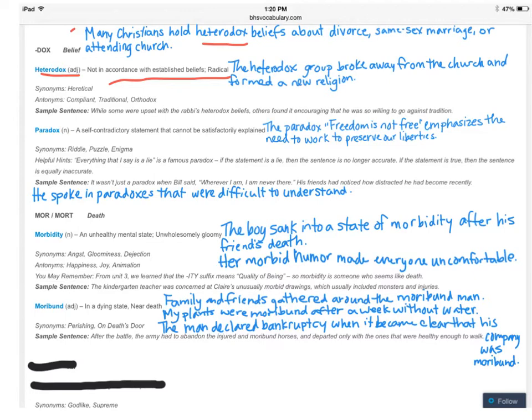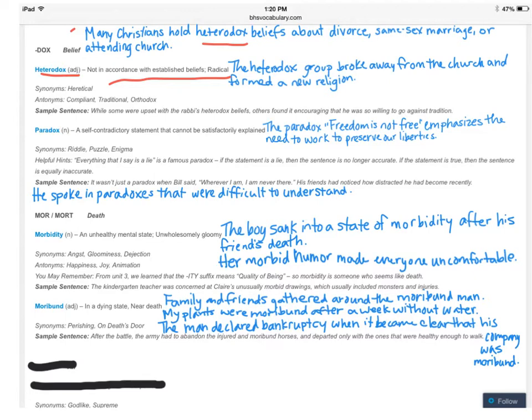The second example is the heterodox group broke away from the church and formed a new religion. So if their beliefs really just didn't go along with their initial religion, a heterodox group might form a new religion, and that's actually how a lot of religions in history have been formed.